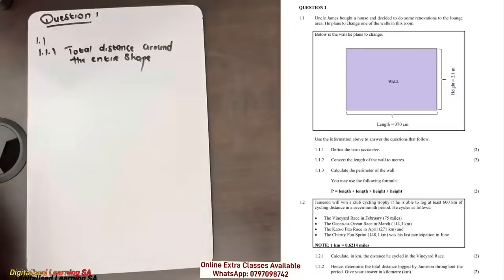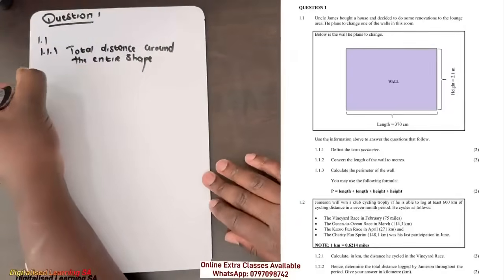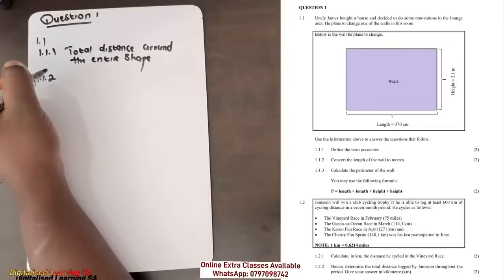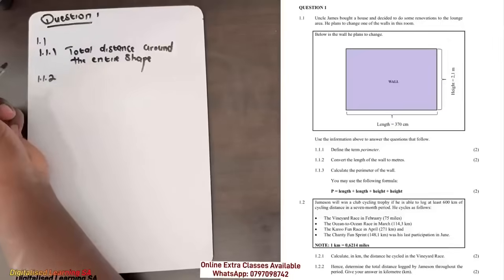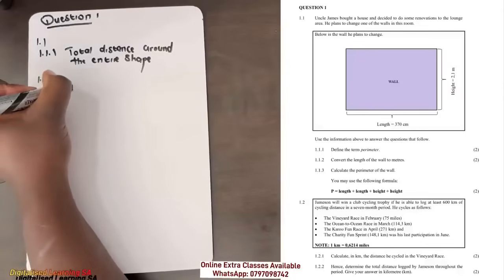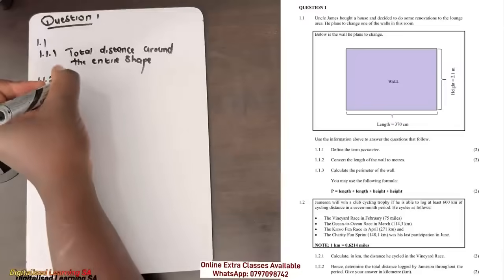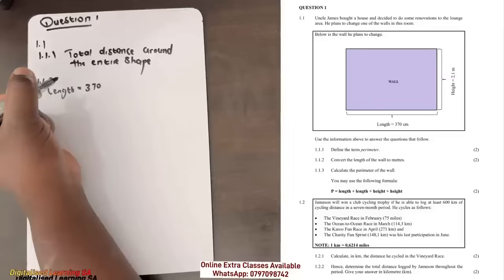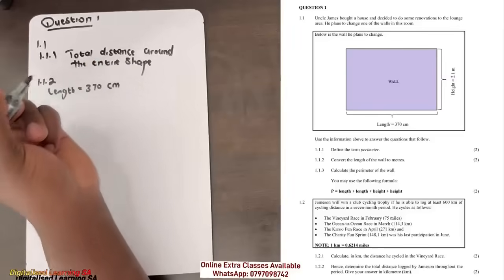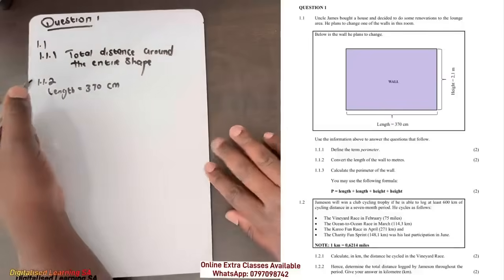Okay, so now let's move to the next question, which is question 1.1.2. So question 1.1.2 says convert the length of the wall to meters. So if we look at the length on our diagram, we can see that the length is given in centimeters. So the length is 370 centimeters. So we need to convert it into meters.